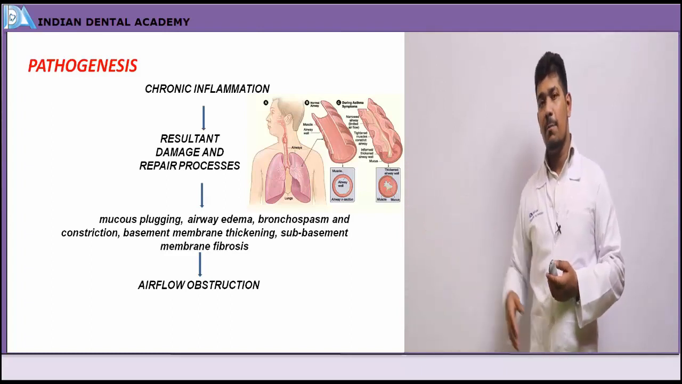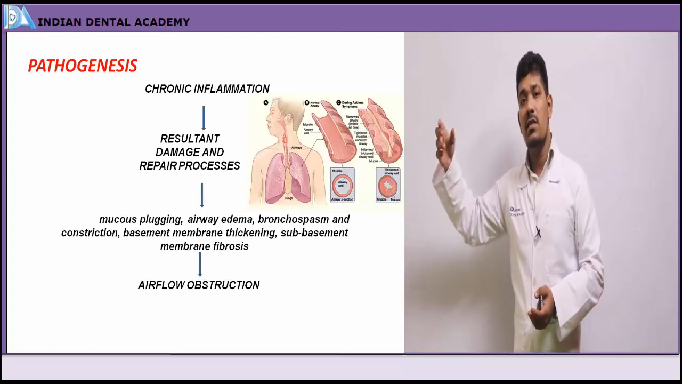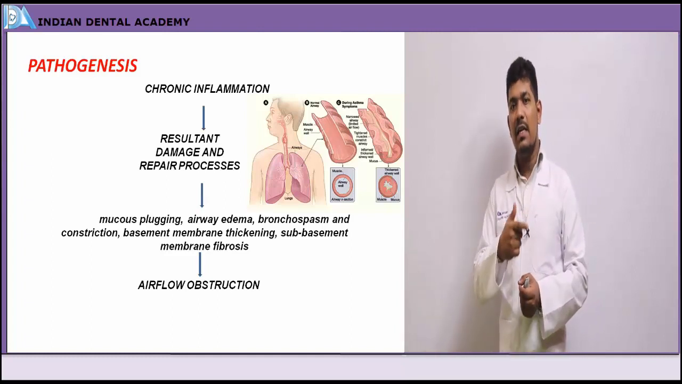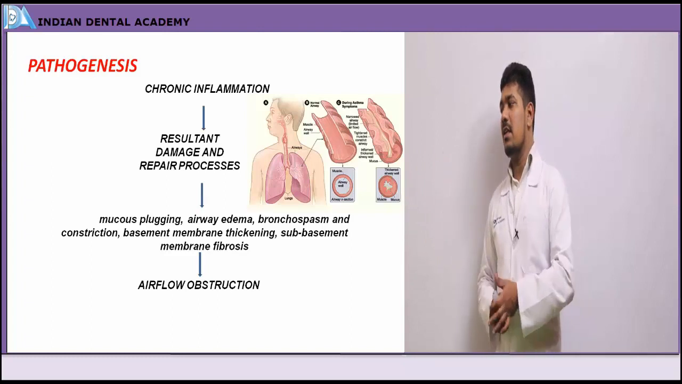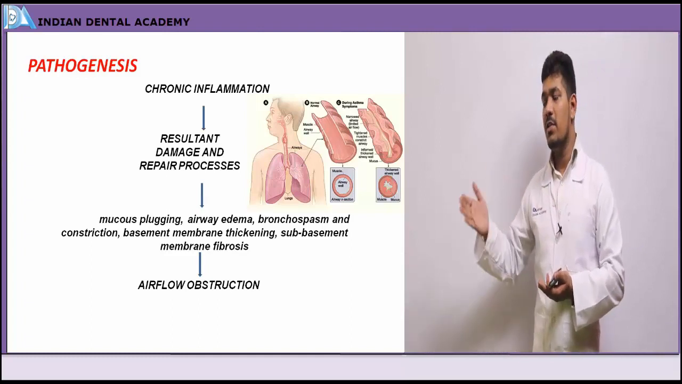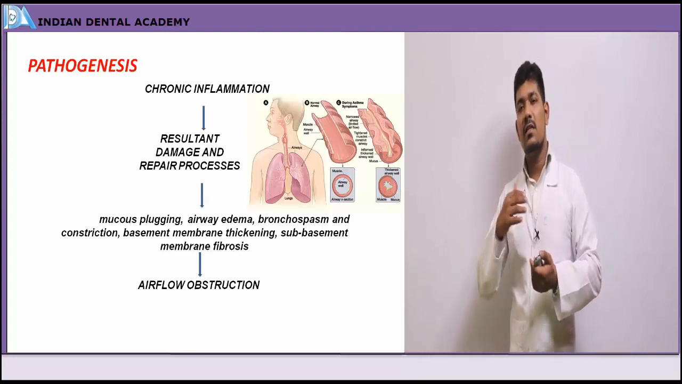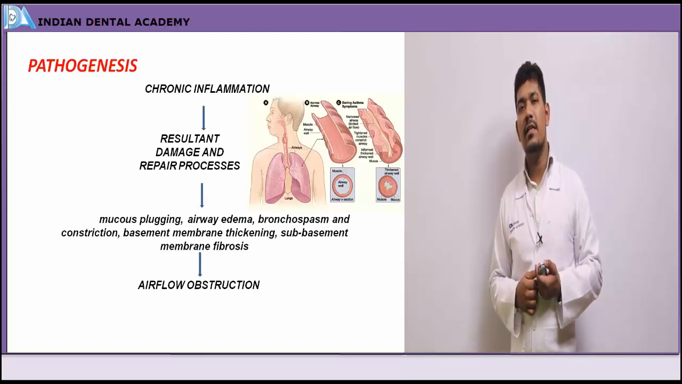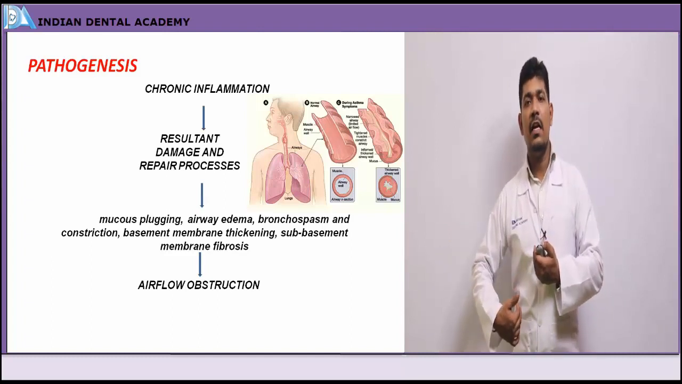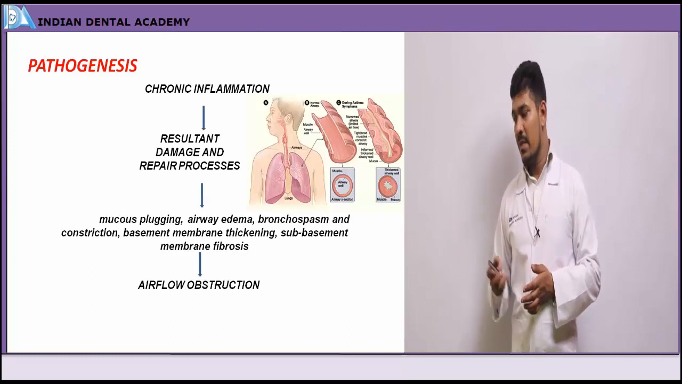Now if you look at the pathogenesis itself, chronic inflammation results in a damage and repair process. Because of the recurrent nature of asthma, there is repeated damage and repeated healing, which directly results in basement membrane thickening and basement membrane fibrosis, which results in mucus plugging and constant edema, and that results in stasis. There is bronchospasm, and resultantly difficulty in breathing, and finally airflow obstruction. So this is a repeated process, and as time goes by it can only get worse.